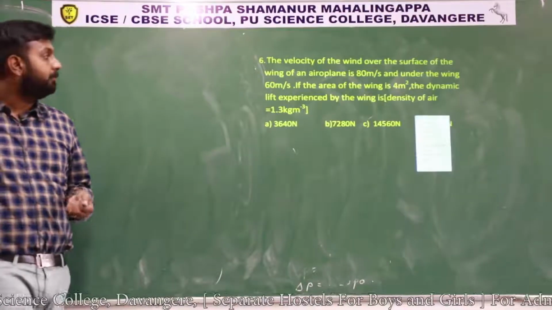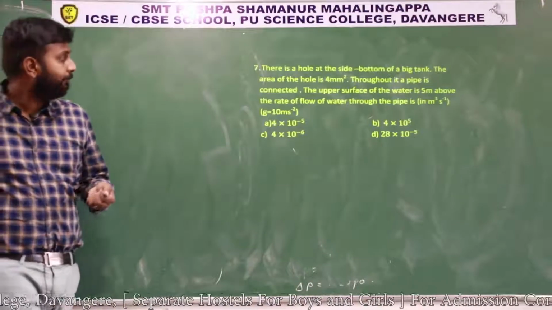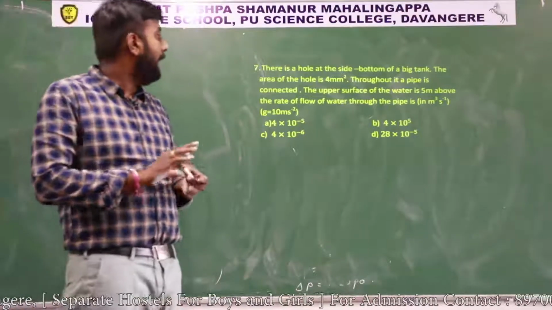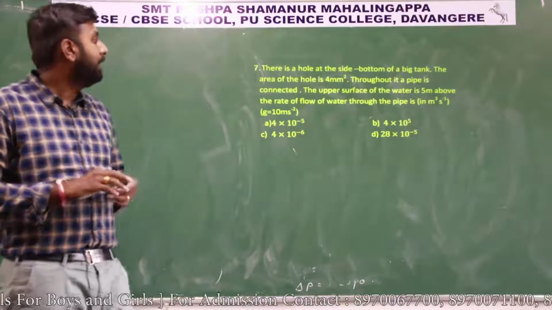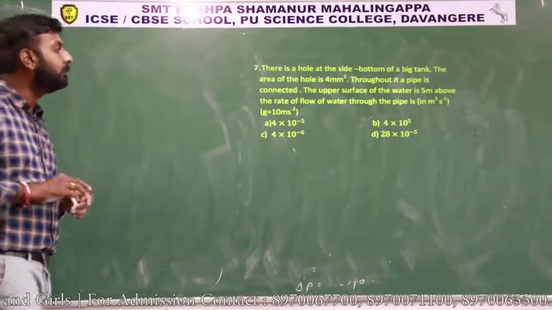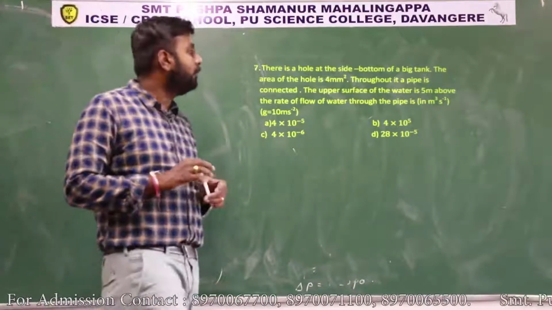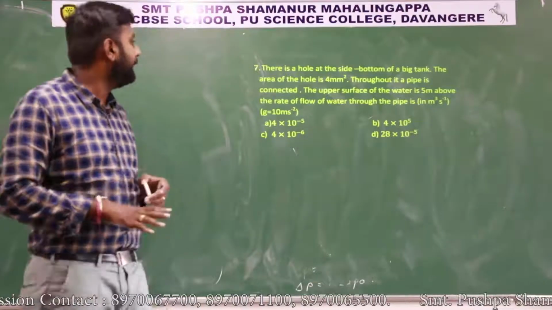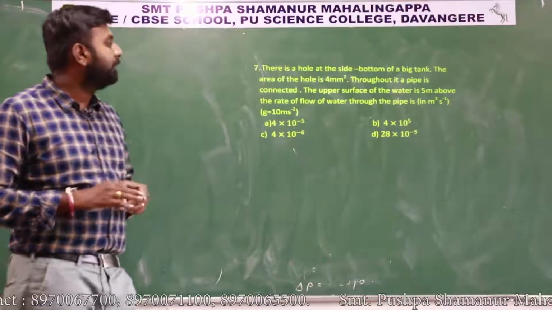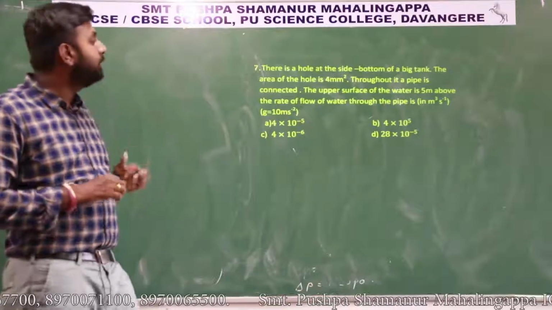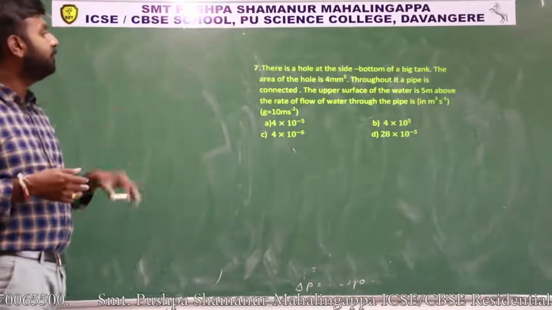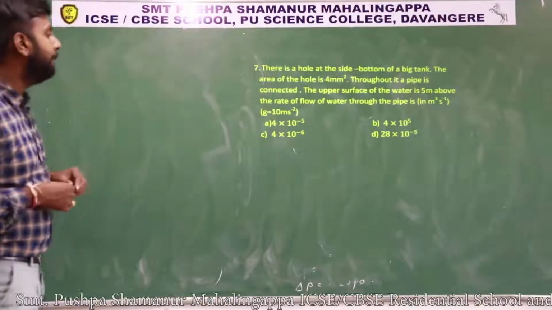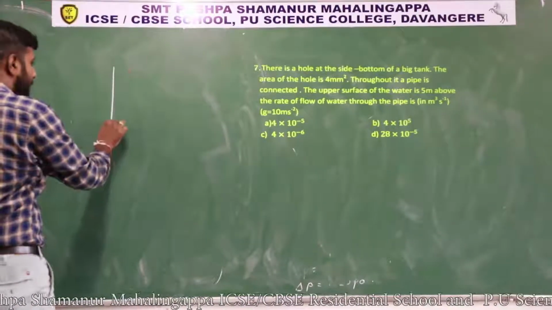And in the next problem, there is a hole at the side bottom of a big tank. The area of the hole is 4 millimeter square. Through it a pipe is connected. The upper surface of the water is 5 meter above. The rate of flow of water through the pipe is. So you can consider this diagram.